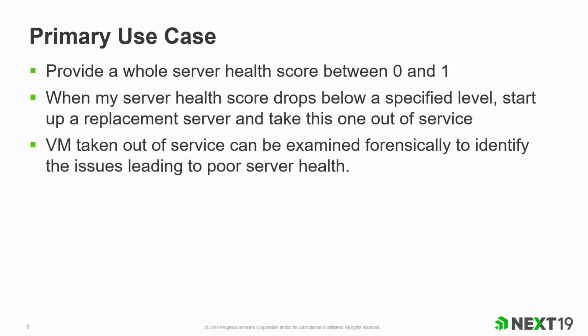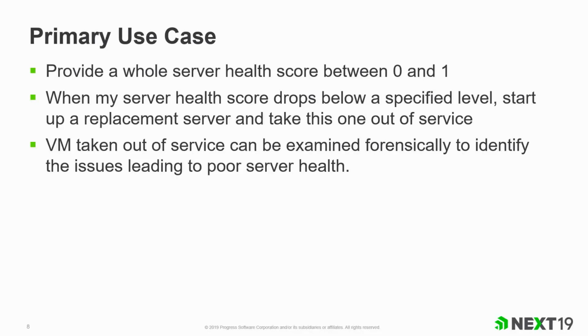So the primary use case is to provide a health score between 0 and 1. So that's what you'll see. A score of 1 is a perfectly healthy server, and a score of 0 is a dead server. So you probably won't even get something back on that, but it'll be something between that. When my server health score drops below specified levels, start up a replacement server and take this one out of service. So our general interface is with load balancers and things like Amazon Elastic Load Balancing.